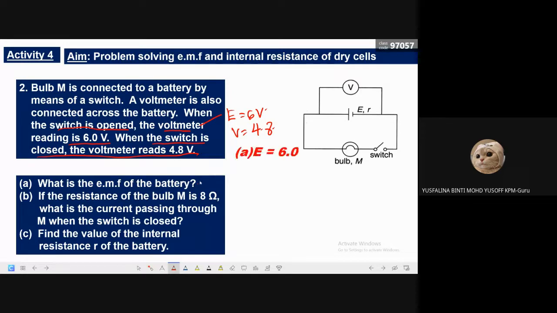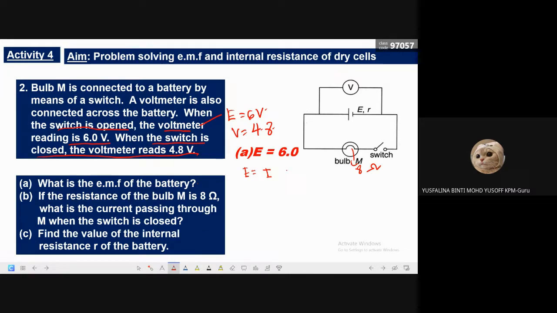6 volt. Right. Okay. If the resistance of the bulb M is 8 ohm, what is the current passing through M when the switch is closed? Okay, so we have E equals to I. The V we already got here, and then the resistance. Let's find the I.